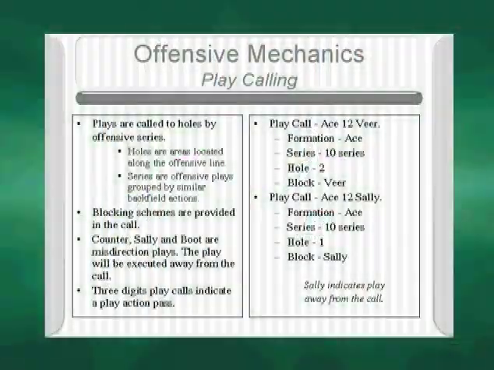When we call plays, what we want to do is call plays from an offensive series to the holes that they are located. We also like to label the blocking schemes that are utilized to keep it clear for our offensive linemen. So if we're trying to run the ball in the option series and we make our play call, first we give the formation, then we give the series, then we give the hole of attack, and then we give the block. So our play call could be ace 12 veer.